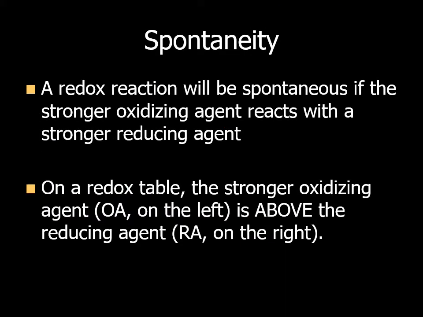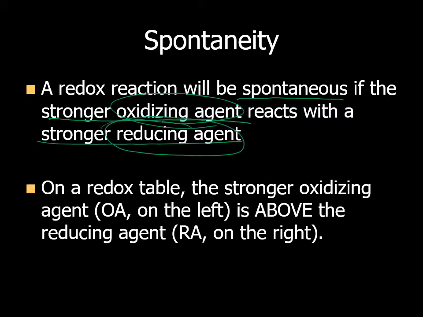Spontaneity, again: if we want these reactions to happen, we want them to be spontaneous, we don't have to put any work in to get them to happen. It's going to have a stronger oxidizing agent reacting with a stronger reducing agent. So we have to have something that is the oxidizing agent. Remember, the oxidizing agent gets reduced. Reduction is the gain of electrons. And so we are having something that is gaining electrons combined with something that is willing to lose electrons. And as long as you have something that is good at gaining electrons with something that is good at losing electrons, you will have a spontaneous reaction.